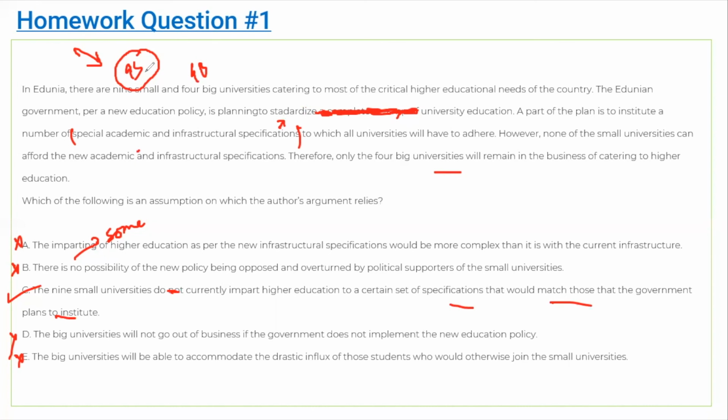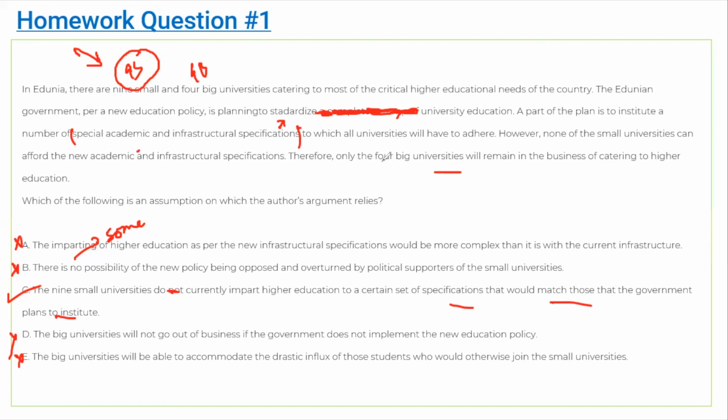The standards being followed were different for everyone. What if the nine small guys were actually anyway following the new ones? See, they don't have the money to institute these new policies all over again. But what if they don't have to? Because they already were following that. And upon standardization, basically, the new guys have to do absolutely zero change. The big guys maybe have to do the change because they were not following that. Right? So the moment I negate this, that they do currently impart the same specifications, suddenly the conclusion falls flat.